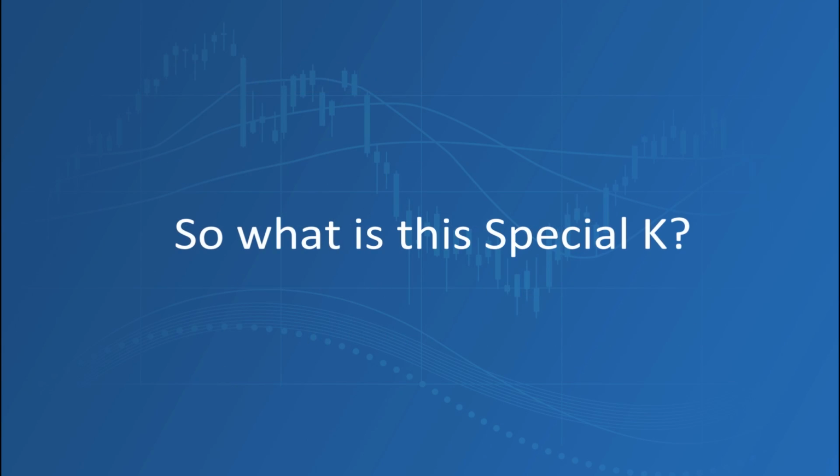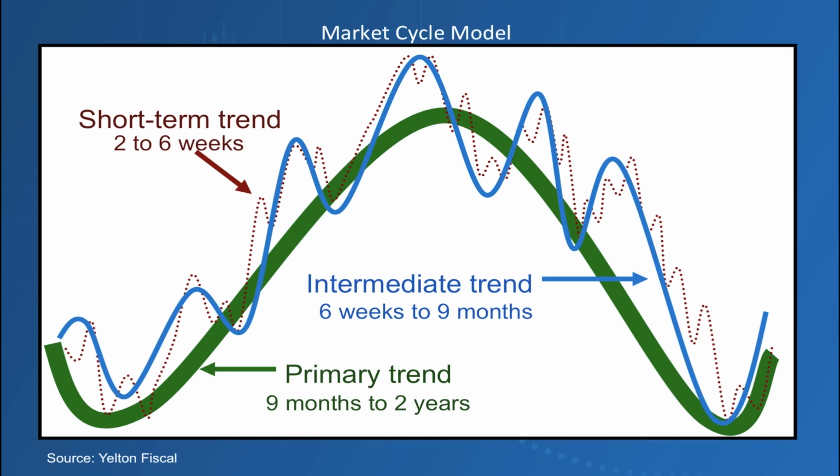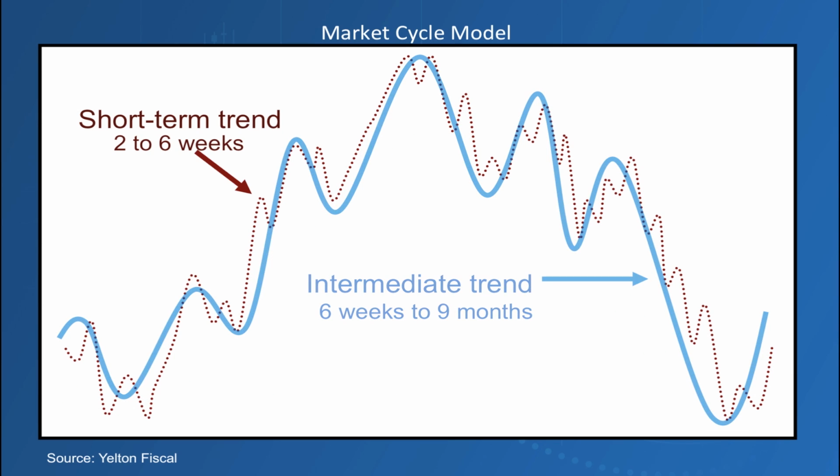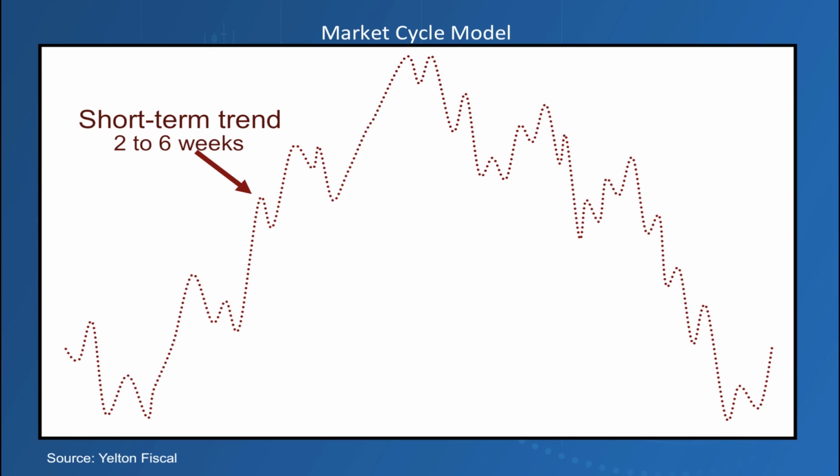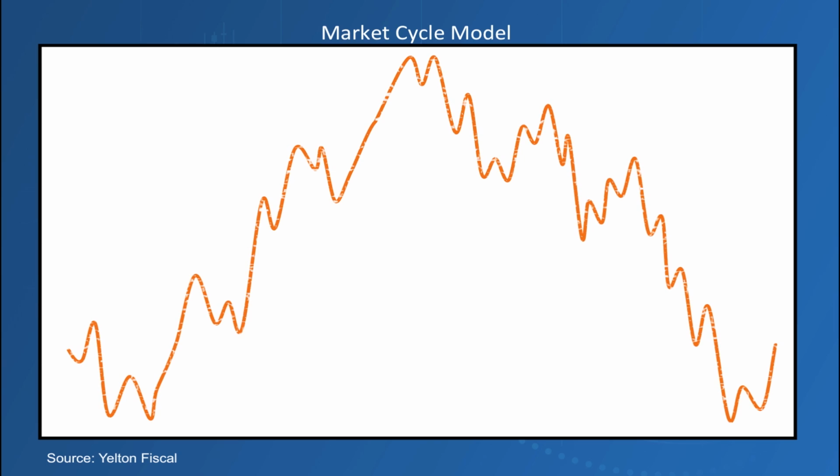So what is this Special K? Well, it's calculated by literally adding up the green primary trend and the blue intermediate series, and arriving at the brown dashed short-term series. So let's get rid of the long and intermediate series, modify the short-term trend, and rename it as the Special K. In an ideal world, that would mean that the ultimate peak and trough in the Special K should correspond to the bull and bear market turning points.